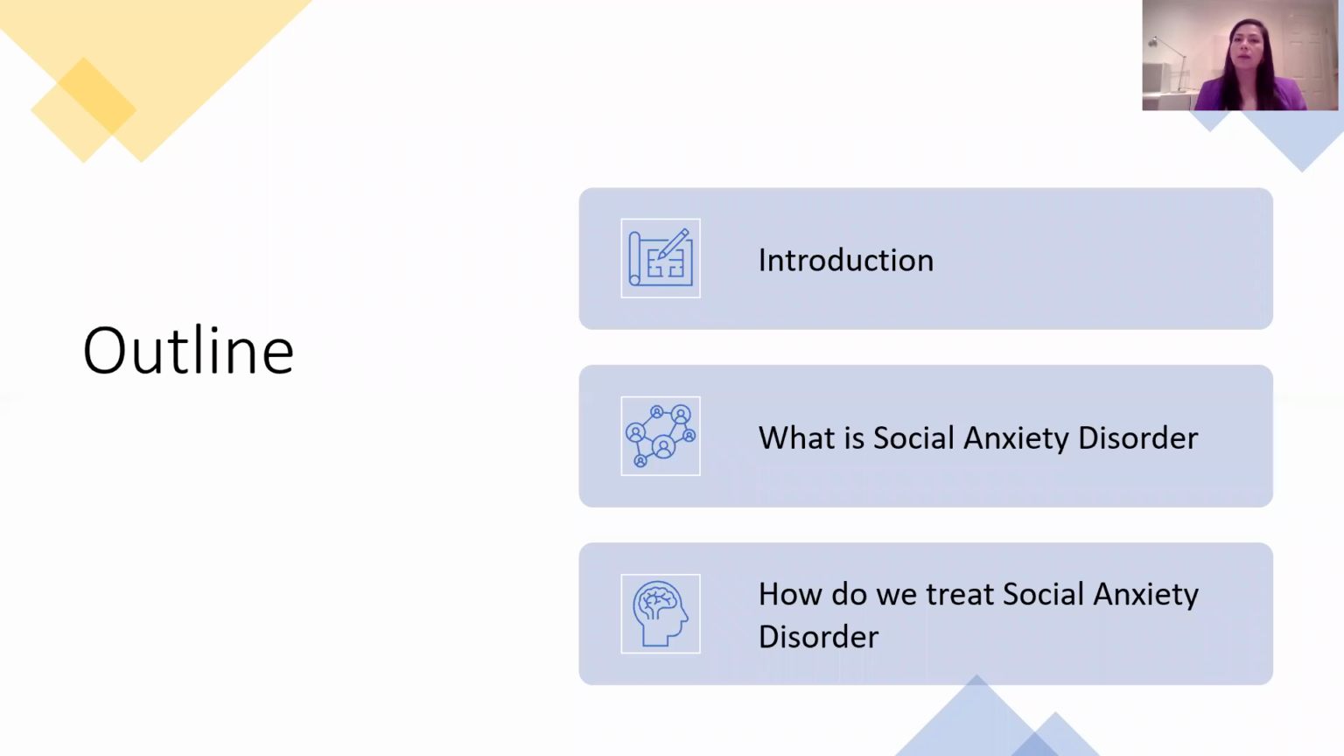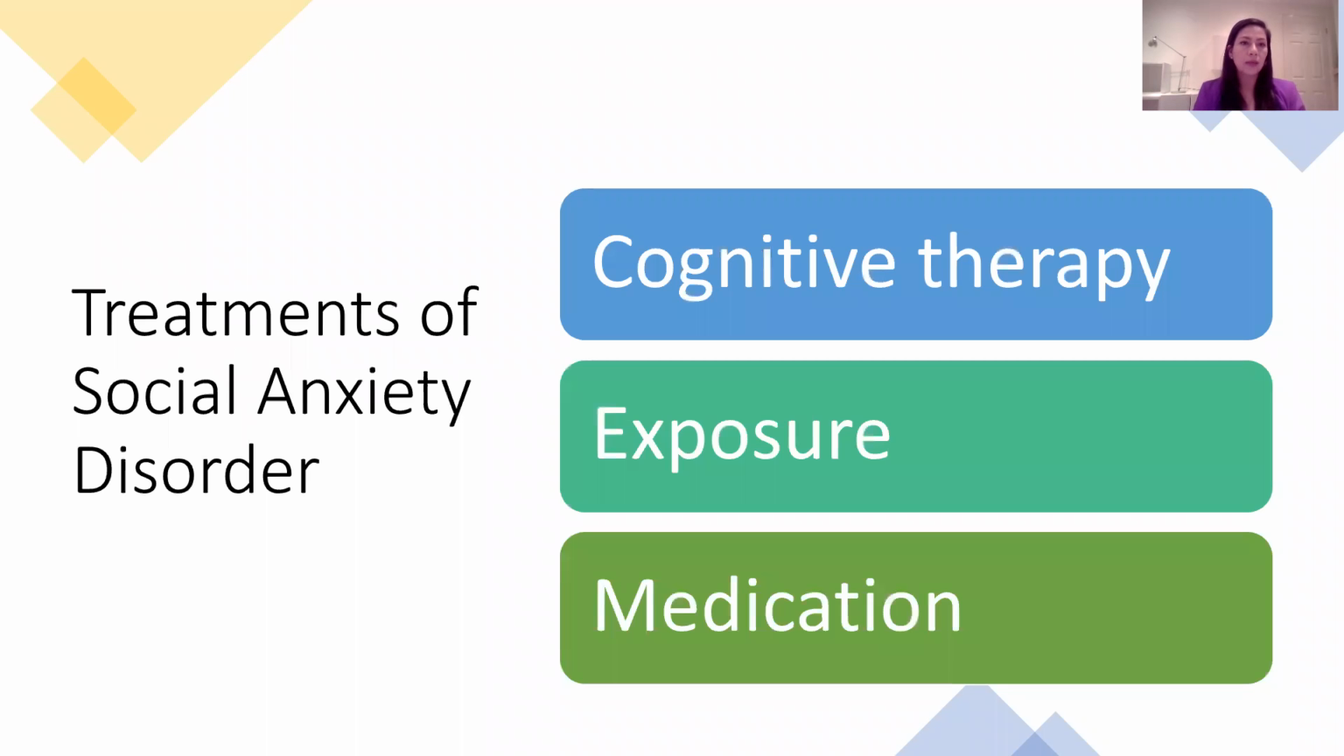So in the first part, I introduced generally what social anxiety disorder is, and we looked at the specific components that are maintaining social anxiety. In the second part, we're going to be covering how we treat social anxiety disorder. In terms of CBT, we're going to be focusing on some of the cognitive therapy, some of the exposure therapy, and then at the end, we'll briefly discuss some of the medication treatment for anxiety.